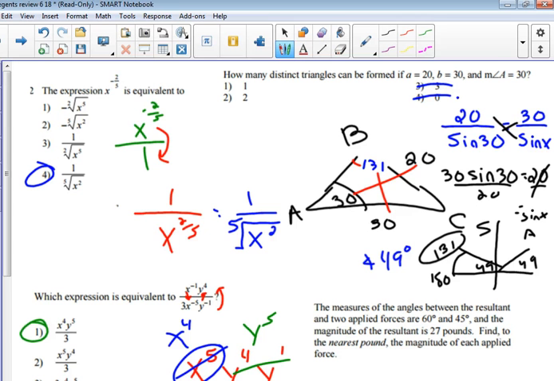Well, 131, if I just look at these, am I over 180? No, so that works as well. And 131 is obtuse because it's bigger than 90. So we have 2 of them that work.